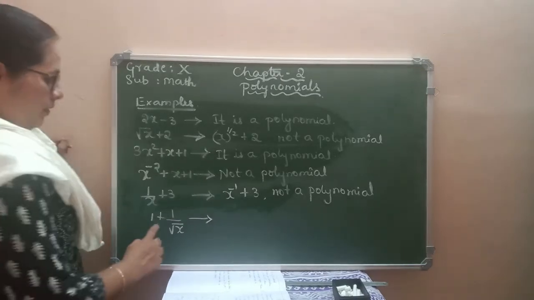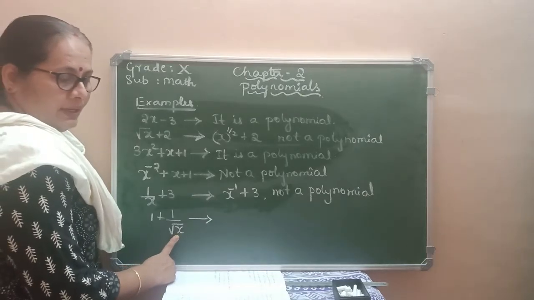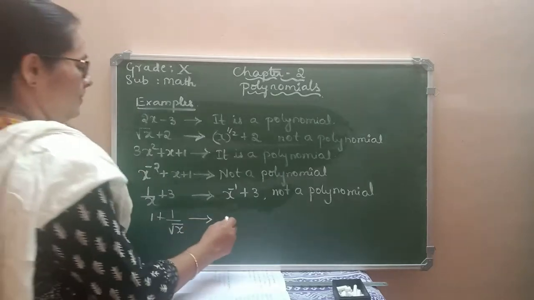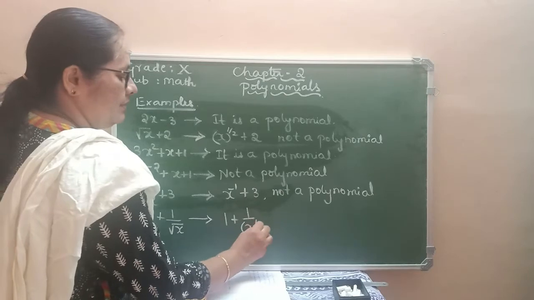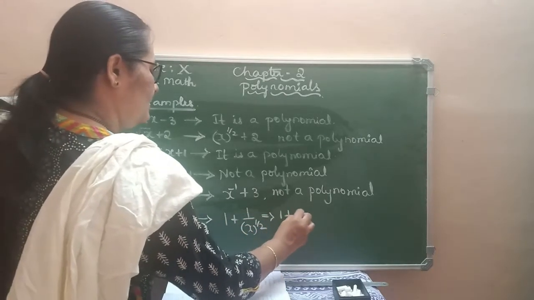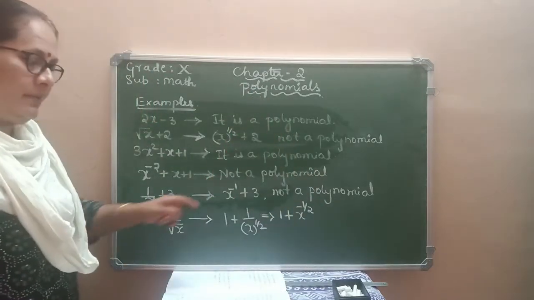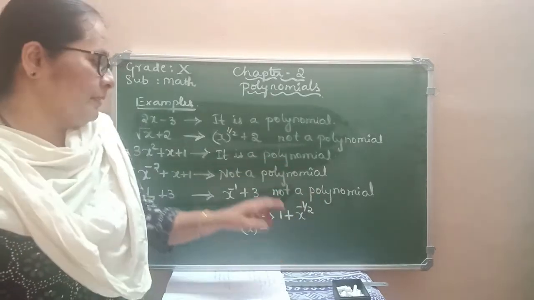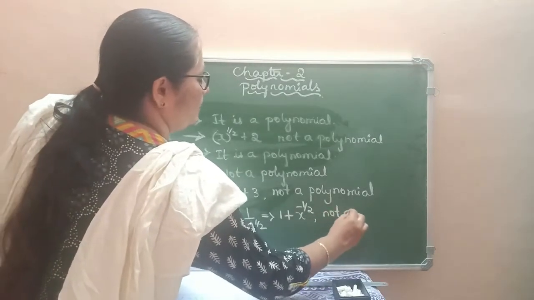Next one: 1 plus 1 by root x. Is it a polynomial? No, this is also not a polynomial because 1 plus 1 by x to the power 1 by 2 can be written as 1 plus x to the power minus 1 by 2. The power of the variable is not a positive integer. Therefore, this is not a polynomial.